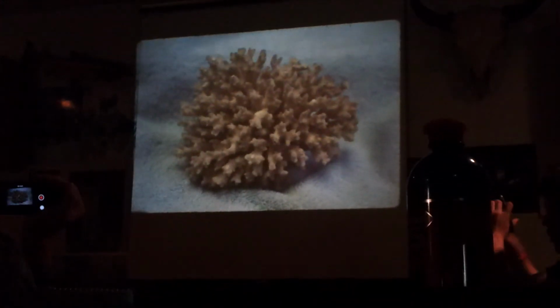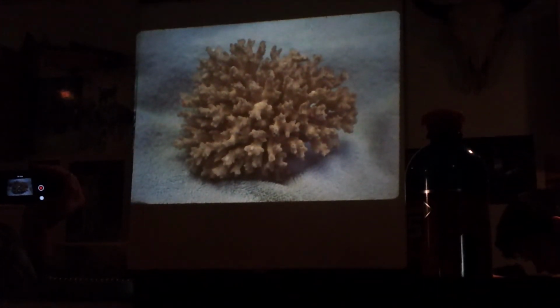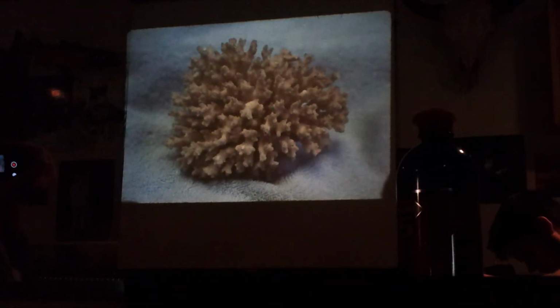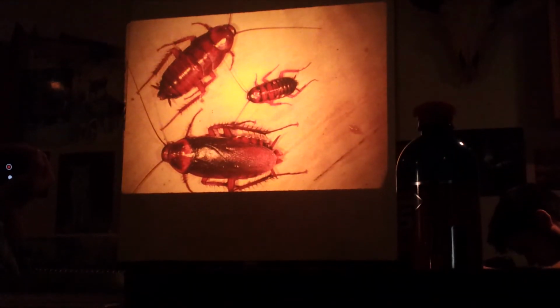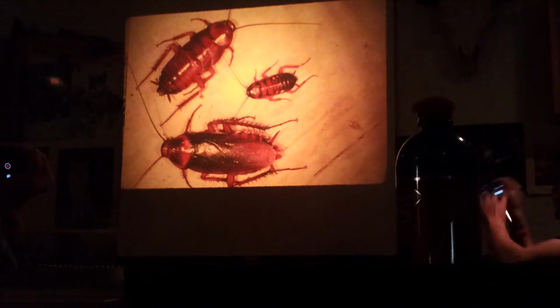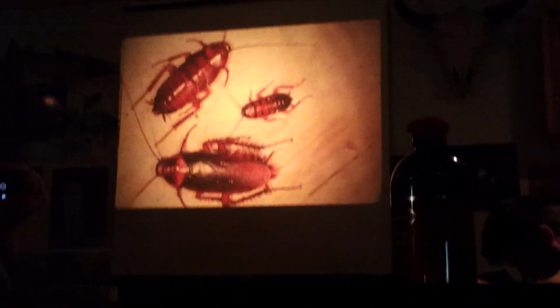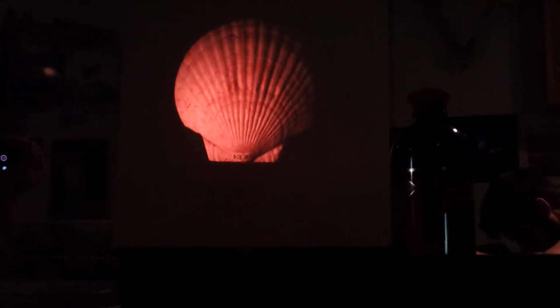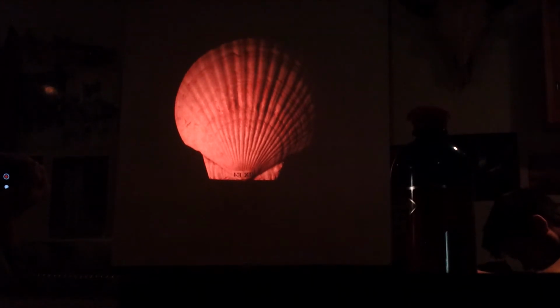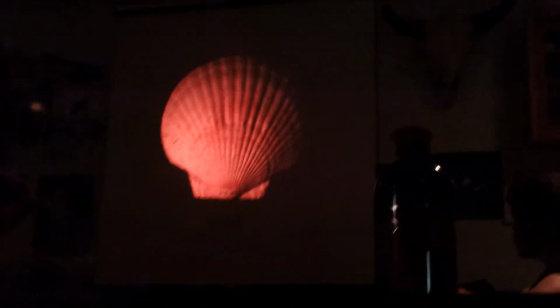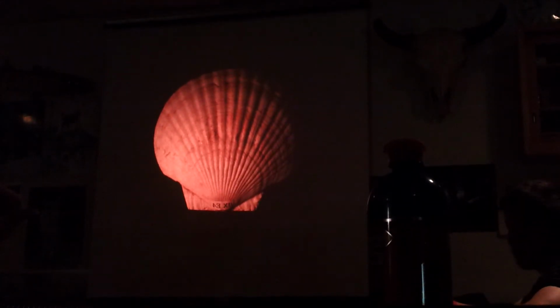What's that? Coral, okay, and so, which phylum? Cnidaria, which class? Anthozoa, so corals and anemones are Anthozoa. What order are cockroaches? Orthoptera, same as a grasshopper. Common name? Starts with S-C-A-L. Scallop.